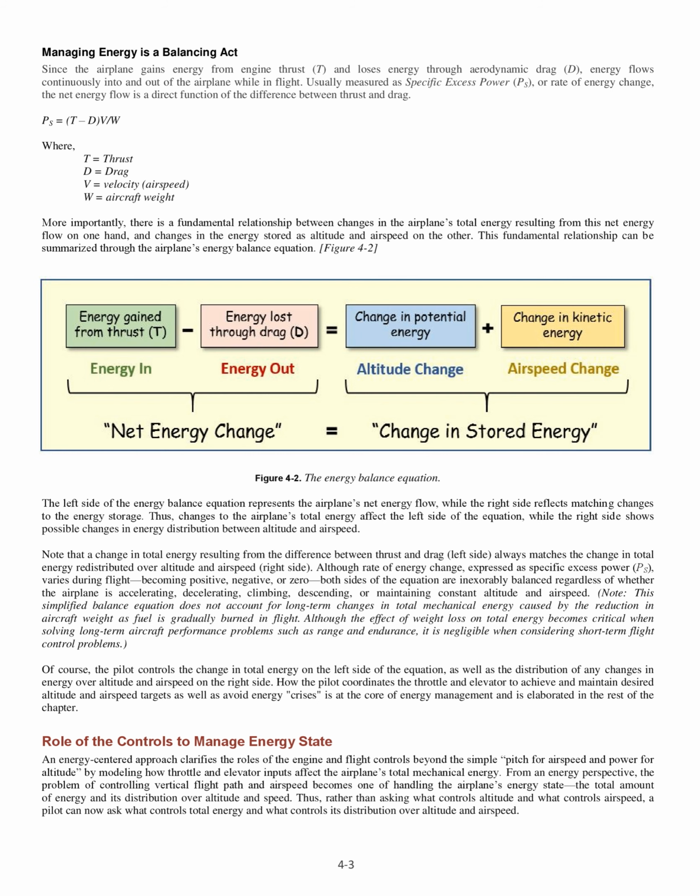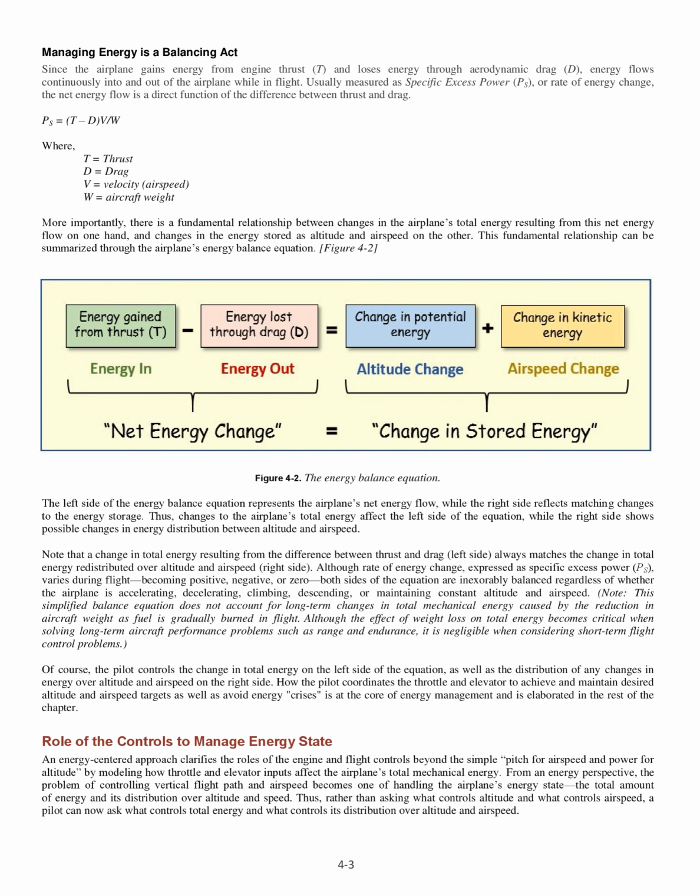Thus, changes to the airplane's total energy affect the left side of the equation, while the right side shows possible changes in energy distribution between altitude and airspeed. Note that a change in total energy resulting from the difference between thrust and drag, left side, always matches the change in total energy redistributed over altitude and airspeed, right side.